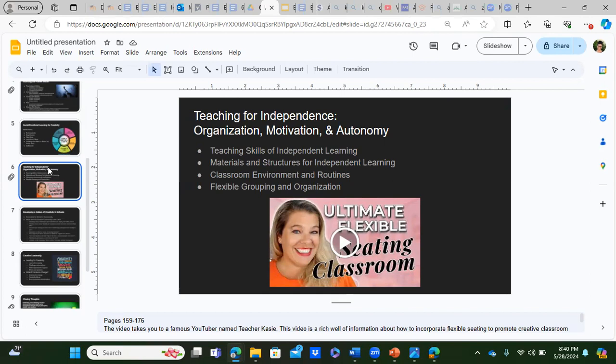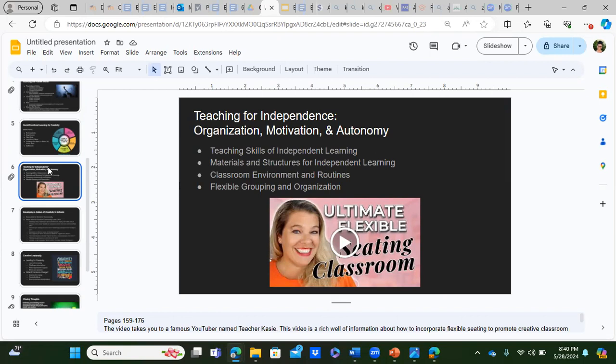And then the last one is flexible grouping and organization. This has to do with deciding how various groupings impact motivation. We know that collaboration can be hindered or can be promoted through the way that we group our students. The book is going to go a lot into how to purposefully group students and then how to actually organize those activities that support them and the tasks themselves.